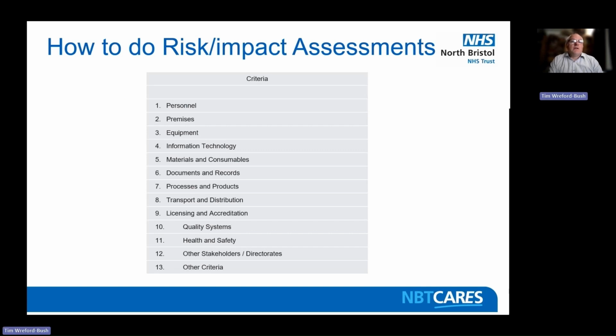So here's the criteria. Basically, it's like a checklist, really, if you look at it. So first of all, you think about personnel. What sort of personnel are you going to need? The premises, you talk about the equipment you might need, information technology, materials, consumables, documents and records like your SOPs, all those sort of things. These are sort of things that guide you through the process of thinking about what you have to do, the changes. As a whole list, you can read those.